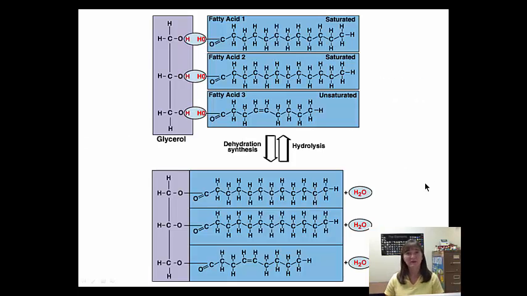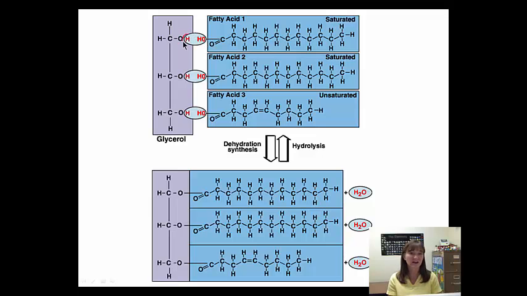Here's another way of looking at it that might be easier for you. Instead of the circling and swapping what we have in the circles, if you set up your structures carefully, what you can also do instead is just know that you're going to be making 3 water molecules. So you're going to rope out 3 water molecules.